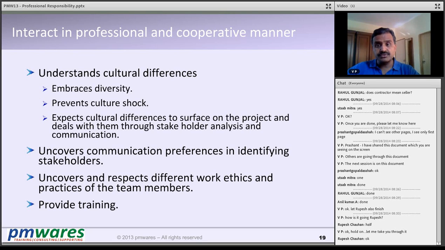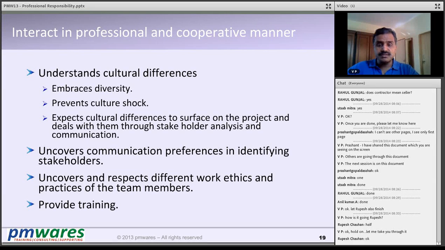The reverse is also true. If some people say something to us, instead of getting shocked, we should understand that the other person is coming from a different background, and therefore there is a possibility he may not be very careful about culture shock, and therefore we should use ourselves as a shock absorber in this case. Effective communication is key to success in this. So uncover communication preferences, understand the communication preferences of the stakeholder and act accordingly.